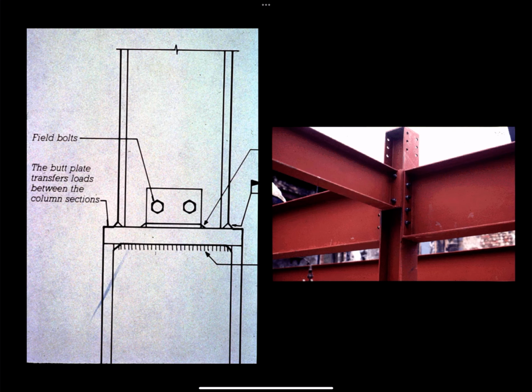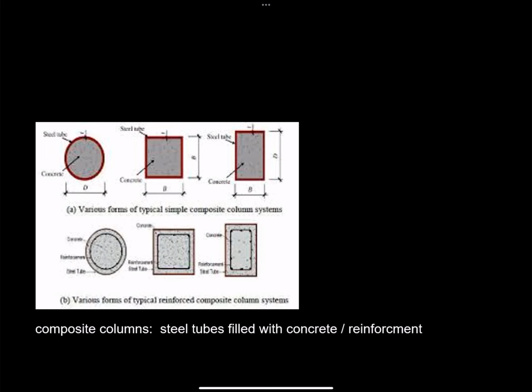And then if you have a much more significant change of section, you might need to do something like this, with a weld on top of the heavier section, and then an angle welded to that plate and bolted to the column. So there are many different ways of doing column splices. And finally, composite columns. So this is where we might have a steel tube as a column, and we can fill it with concrete or concrete and reinforcement.